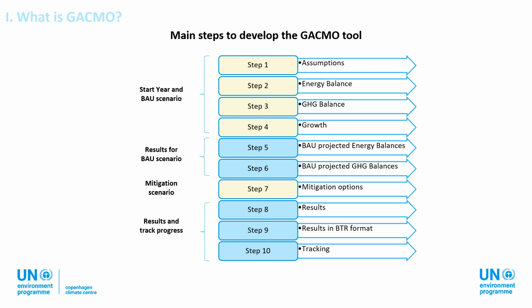users provide information on mitigation options suitable for their country. Step 8 allows users to analyze the results of the GACMO tool. Step 9 presents the results in the format required for biennial transparency reports. The final step, Step 10, is for tracking progress towards implementation.